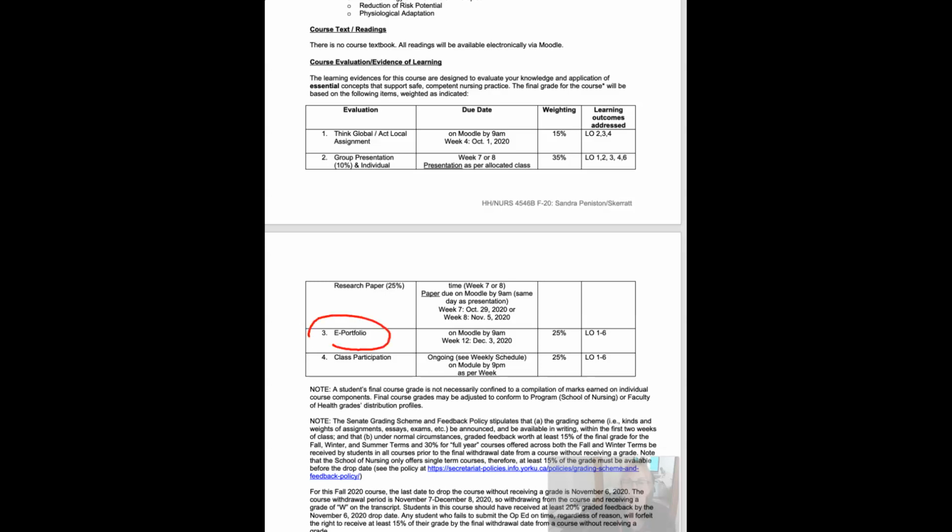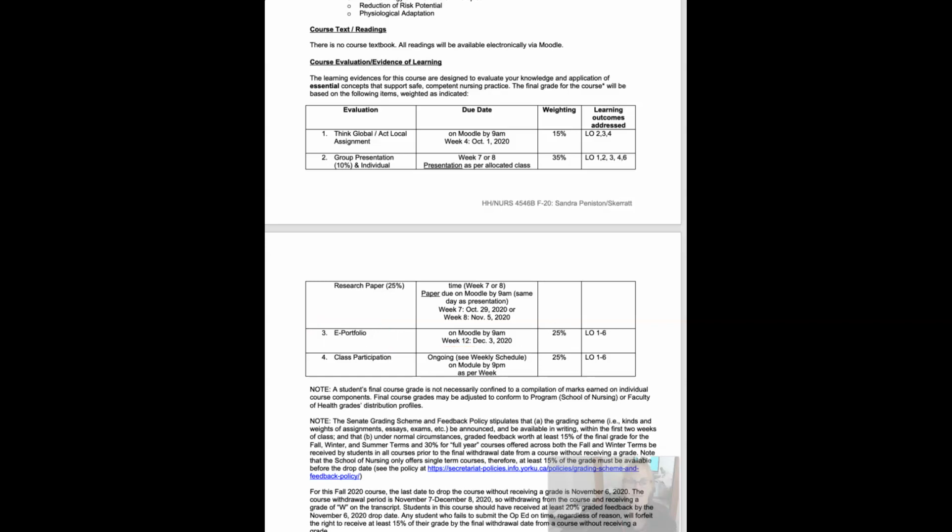There is no final exam in this course. Instead, you will be submitting an electronic portfolio, and that is due the last day of class, which is week 12, December 3rd at 9 a.m. It's worth 25% of your mark.